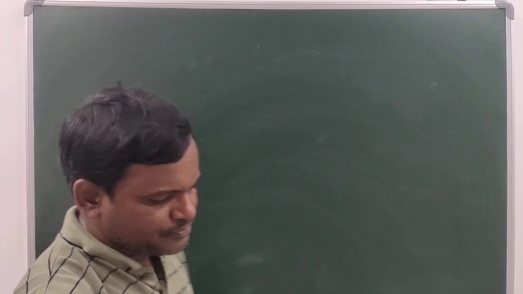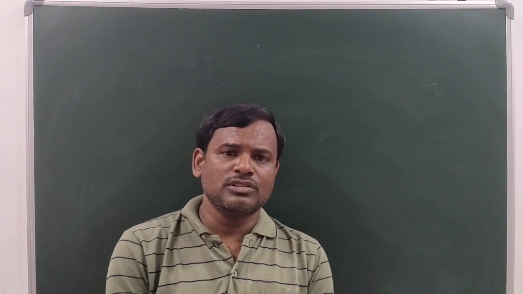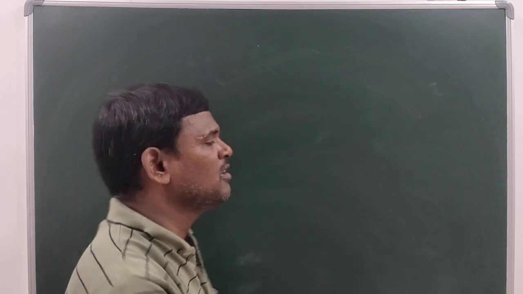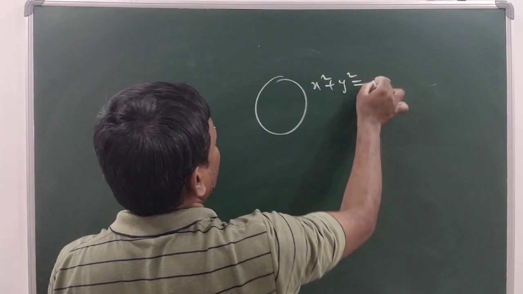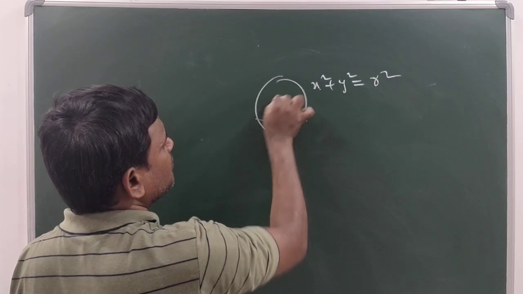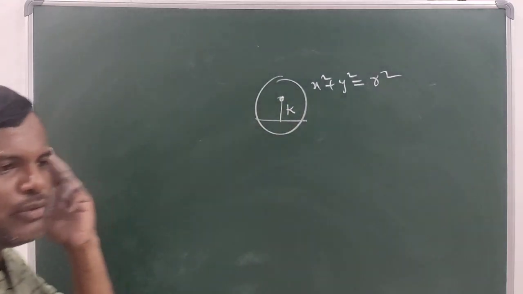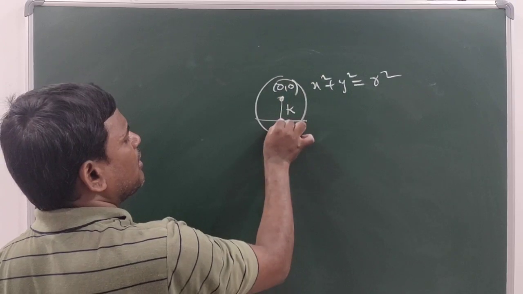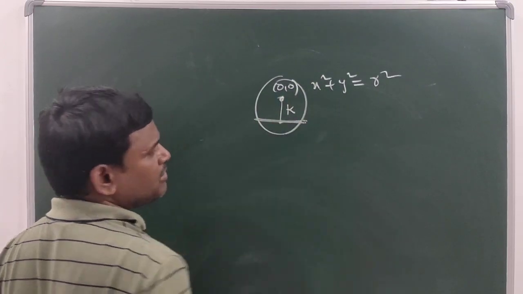Now next, find the locus of a chord which moves k units away from the center of this circle, x square plus y square equal to r square. We want a chord equation which is how much far away from the center? K units. Very easy, no? Center 0, 0 and this is the locus. Okay. This chord equation we want.